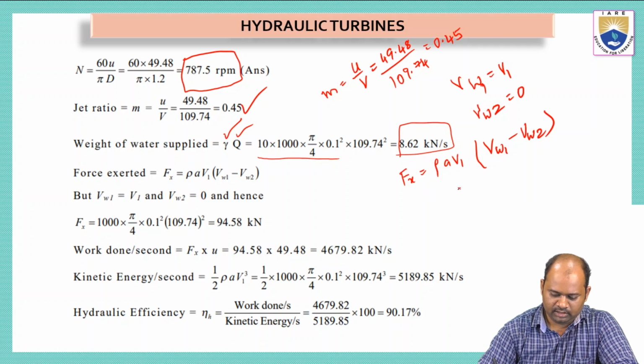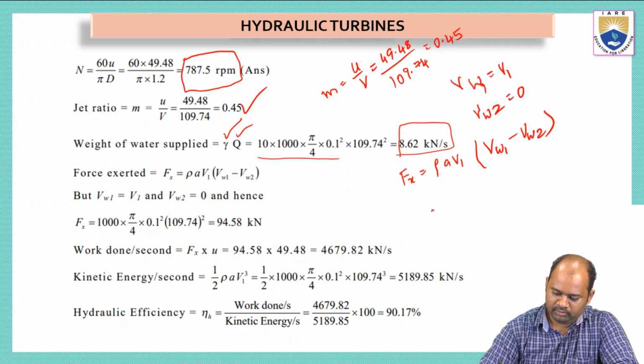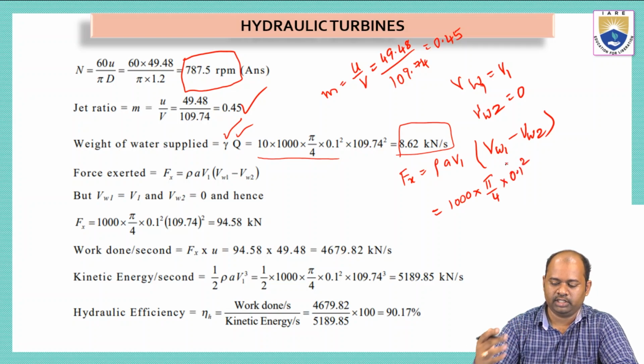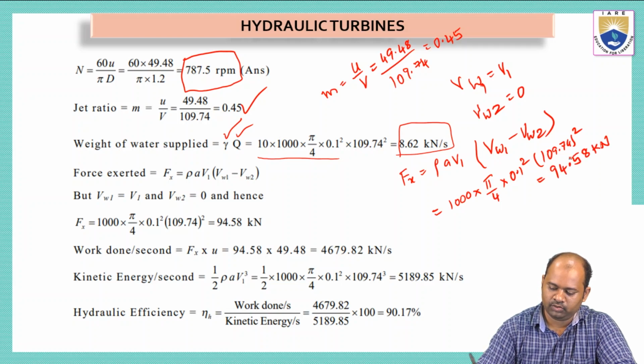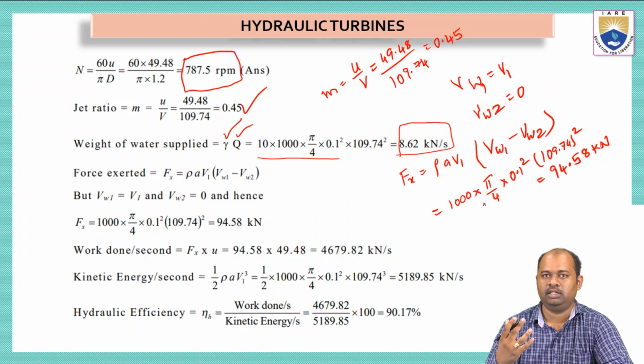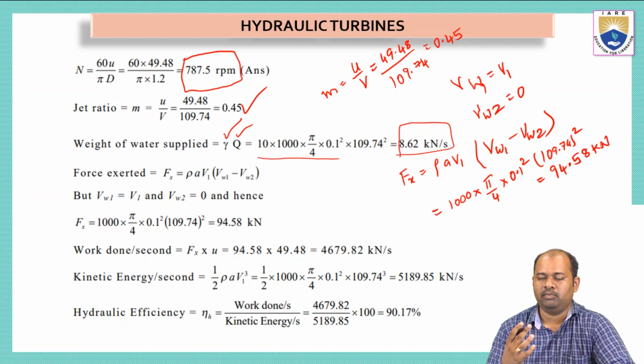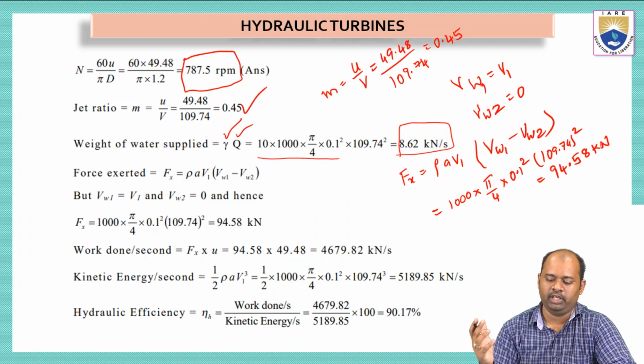Now using this, we can calculate the force. Rho is nothing but 1000. It is the density of water. And then the cross-sectional area is pi by 4 times 0.1 square. That is the cross-section area of the jet, multiplied by V1, that is 109.74 square. Finally, we will get a value of 94.58 kilonewtons. So this is the force being exerted by the water coming out of the jet on the vanes.